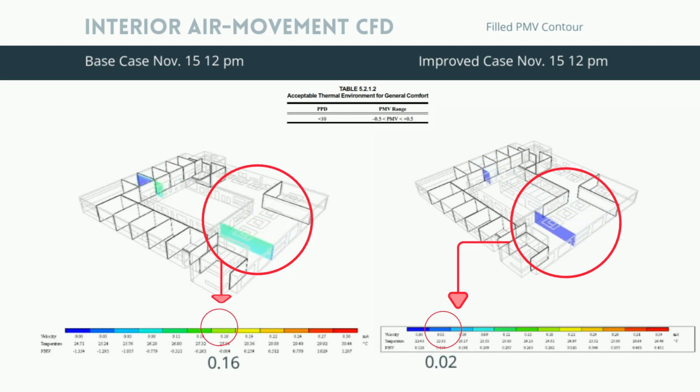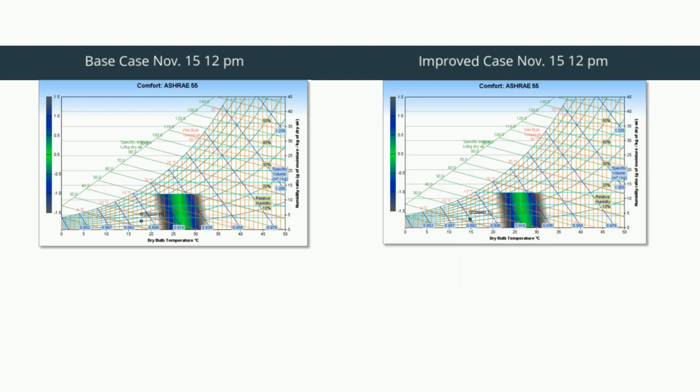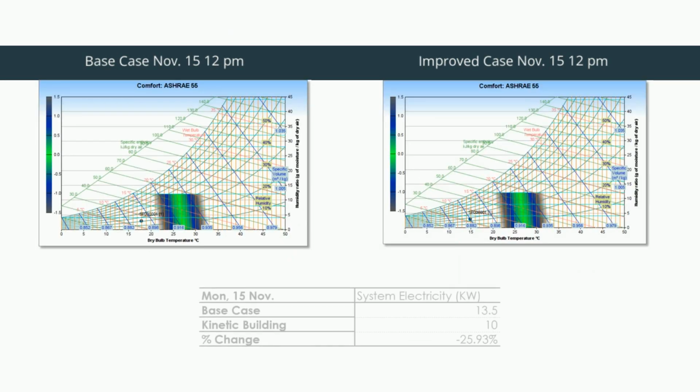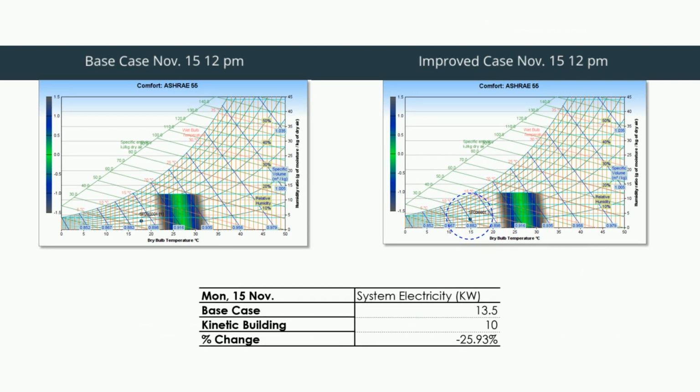As for the psychometric chart, the base case falls closer to the comfort range, and we think that is because the analysis takes the average of the full day, with noon time of the base case being hot compared to the improved case.